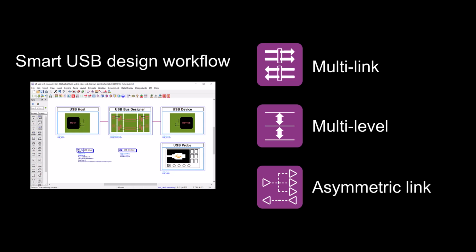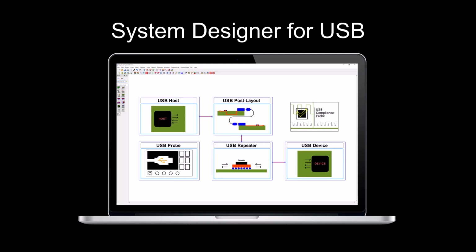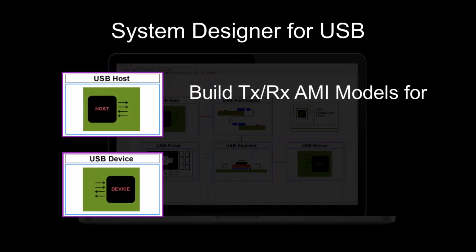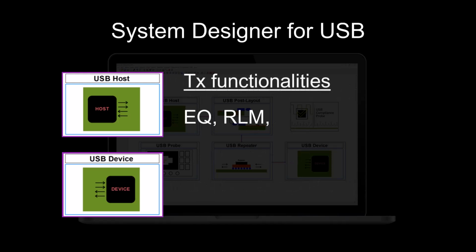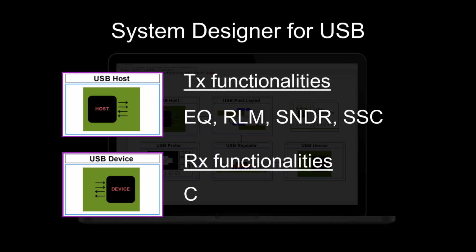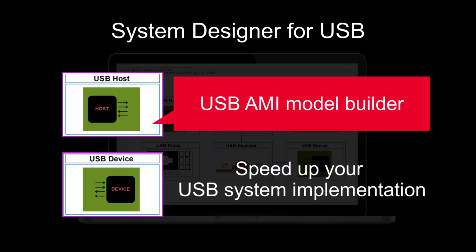Once the link is configured, the IBIS-AMI model builder creates accurate TX and RX models for you. The model builder supports both NRZ and PAM3 modulations. It also allows you to configure the equalization in both the transmitter and receiver. By using the AMI model builder, you can speed up your USB system implementation.